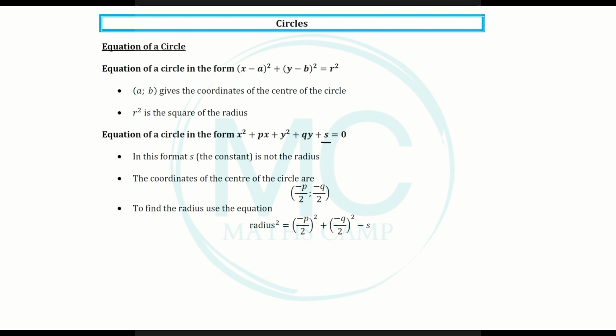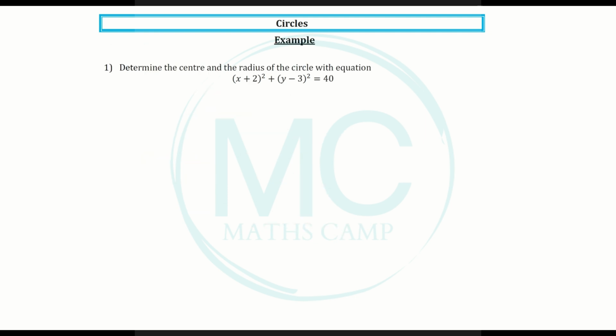Let's have a look at some examples. Determine the center and the radius of the circle with this equation. Here we have brackets, so straight away, this is our a value and this is our b value. Remember that for the coordinates of the center, you need to change the sign. Here we have 2, so the x coordinate is negative 2. We have y minus 3, so the y coordinate is positive 3. To find the radius, we simply square root 40. So in this case, I can say that r is equal to square root 40.